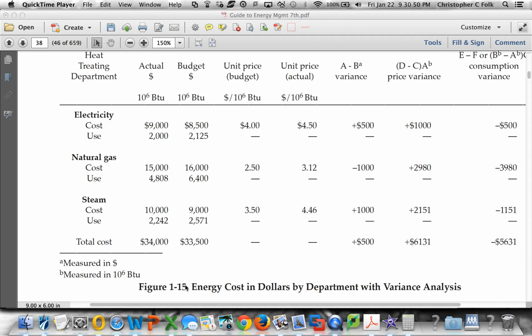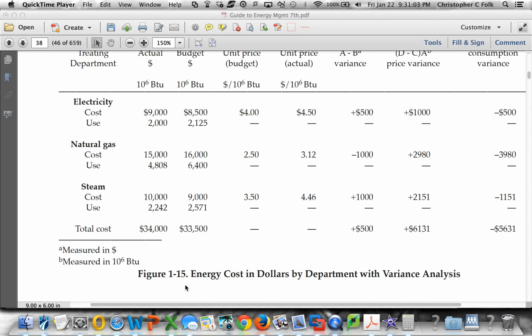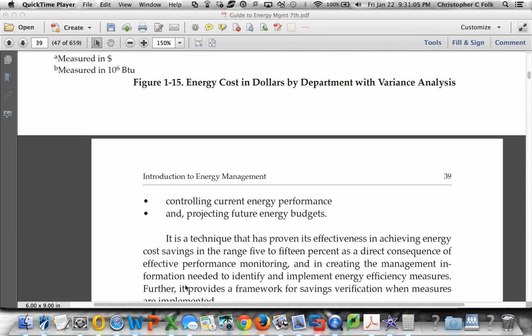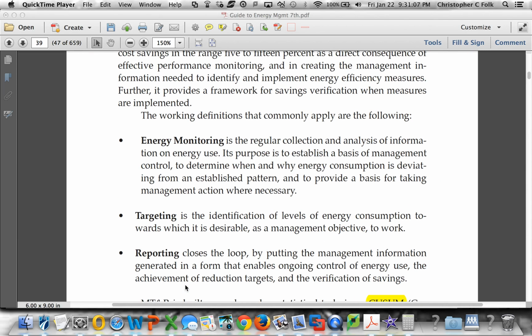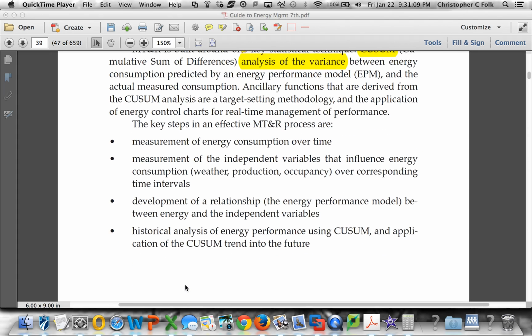So we're going to spend some time looking at ways that we can measure, monitor, calculate, and report energy use and savings for the remainder of this chapter. The first term that jumps out is this term called Q-sum, which is the cumulative sum of the differences. And that's going to show up right here on page 39.